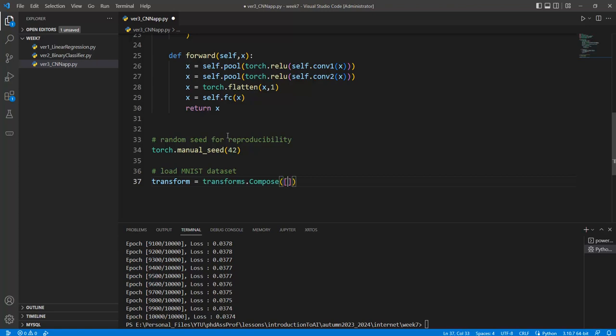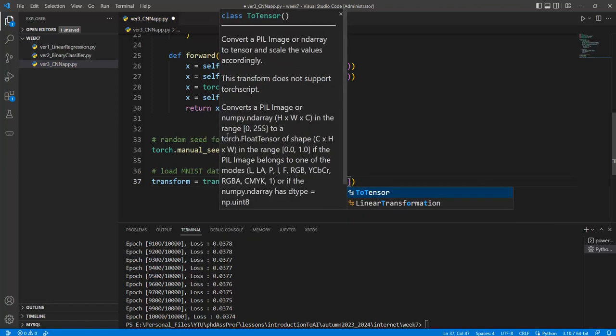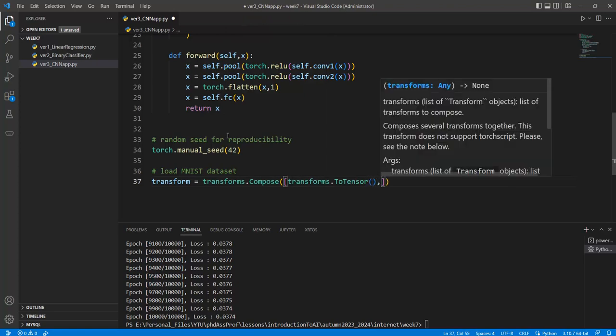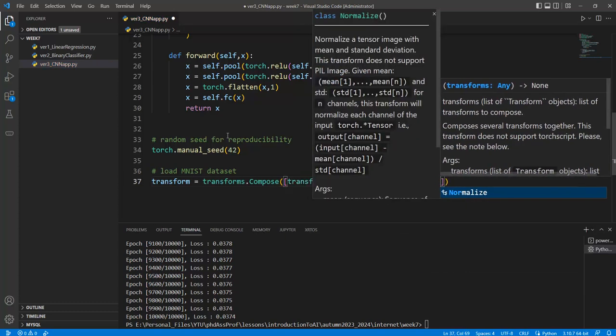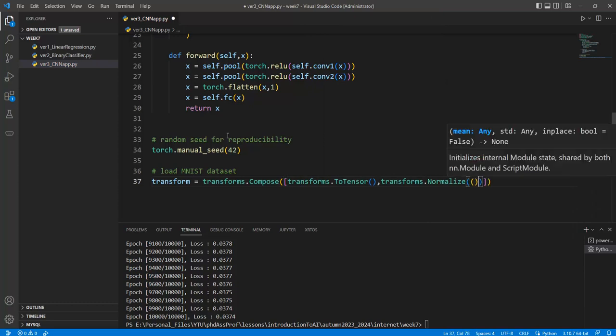This function is built with the definition of transforms ToTensor, because we need that, because the whole image converts to tensors. And we also need to give transforms normalize, with two parameters, 0.5, 0.5. What is the meaning of this? This normalization is just the grayscale format for this image.